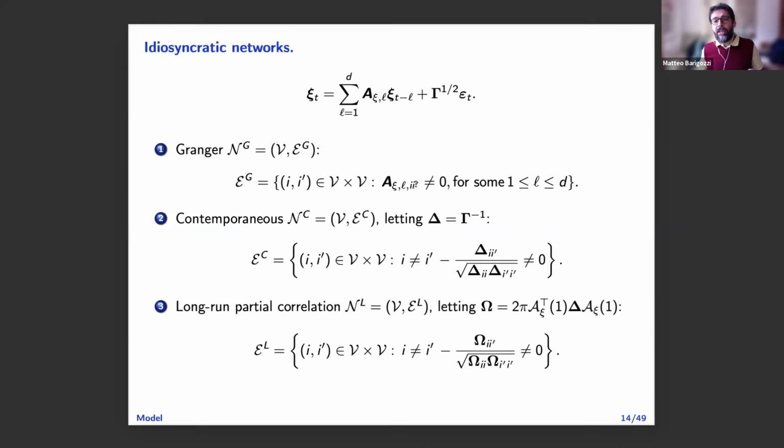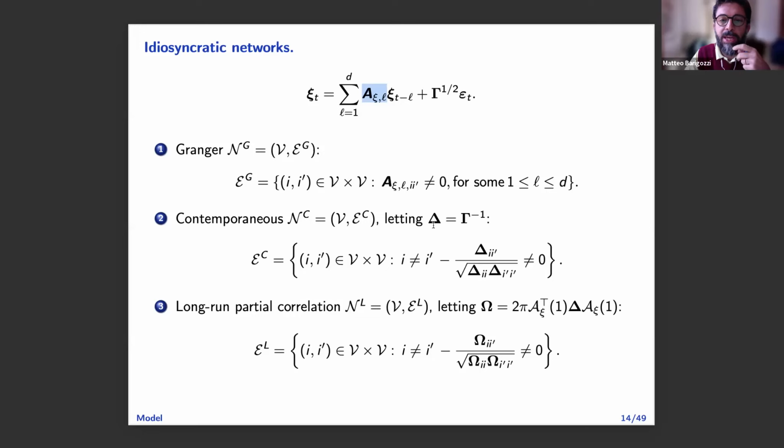So once we have the idiosyncratic component models and the VAR, the definition of networks that we will use, what we're going to estimate are the edge sets of these 3 networks. The Granger causality network is defined in this way. As long as one of the polynomials of the matrix A(L) has an entry different from 0, we draw a link between i and i prime.